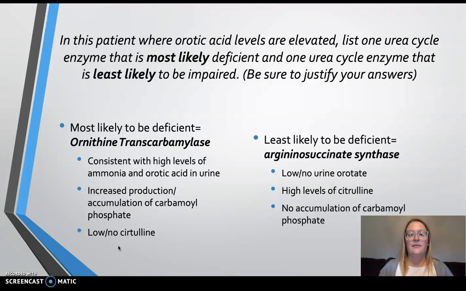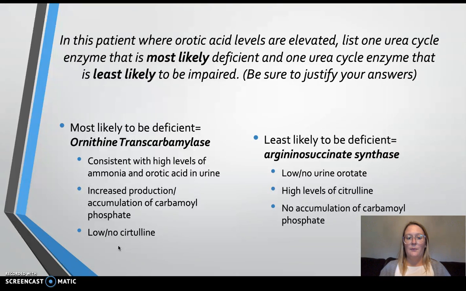In addition, this deficiency can lead to an increased production or accumulation of carbamyl phosphate, as this enzyme, transcarbamylase, is not using the pool of carbamyl phosphate to synthesize citrulline. This carbamyl phosphate will then be directed into pyrimidine synthesis in the cytosol, and that's what really causes the levels of orotic acid to rise in the urine, much like we see in this patient.